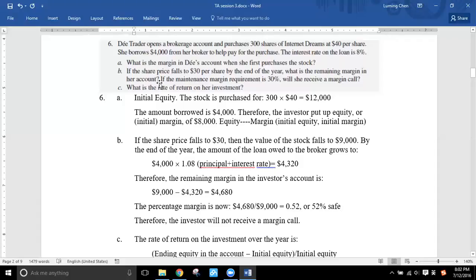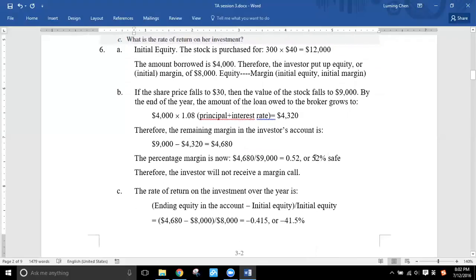And we can see that if the maintenance margin requirement is 30%, will she receive a margin call? The answer is no. She will not receive a margin call because 52 is greater than 30.